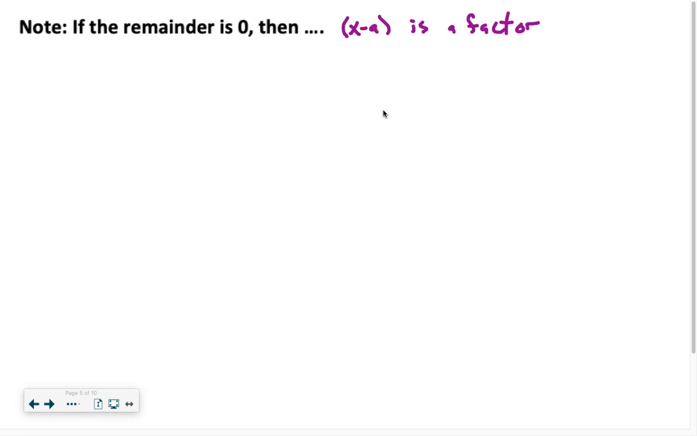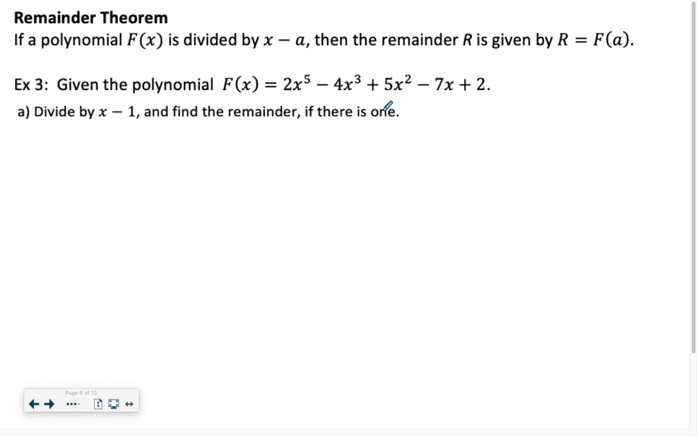So let's take that into the remainder theorem then. Right? So the remainder theorem says if a polynomial is divided by x minus a, then the remainder is just whatever we would get if we plugged that value into the function. So let's illustrate that idea here. So let's say here's our original polynomial, and I want to start by dividing by x minus 1 and finding the remainder.